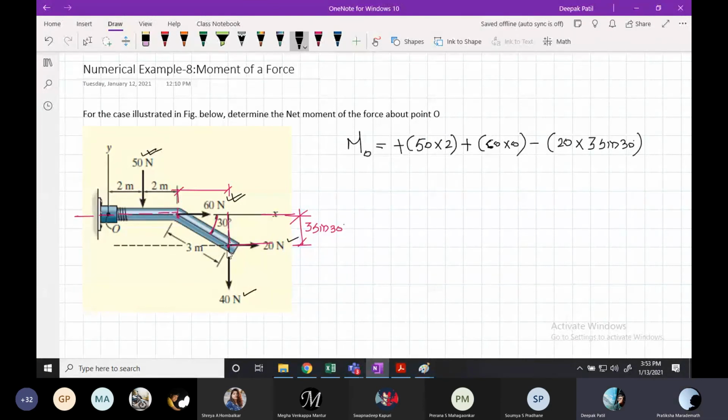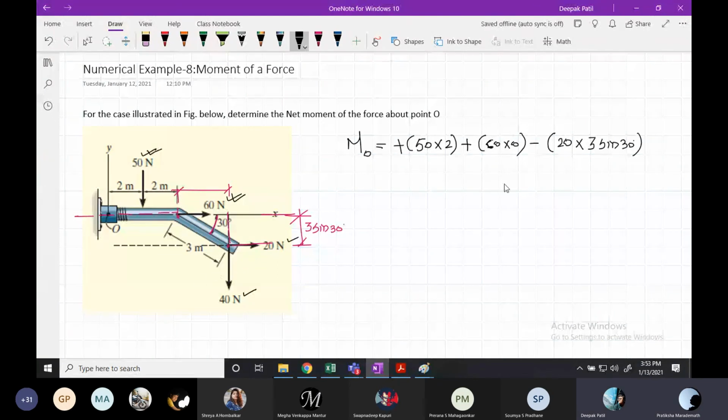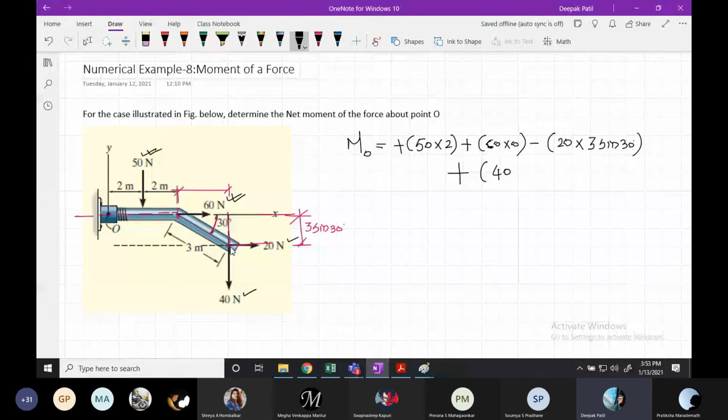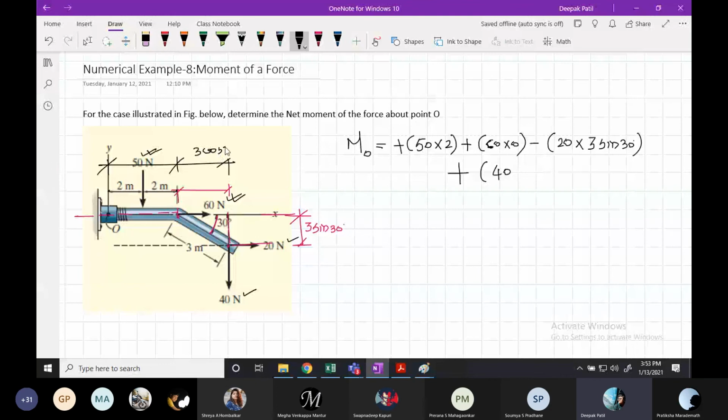And what will be the moment caused by this 40 newtons? First tell me whether it will cause clockwise or anti-clockwise. Clockwise, yes. Then what will be the perpendicular distance? The perpendicular distance will be from here to here. This distance you know already: from here to here is 4 meters. Plus this 3 cos 30. So the distance is 4 meters plus 3 cos 30.